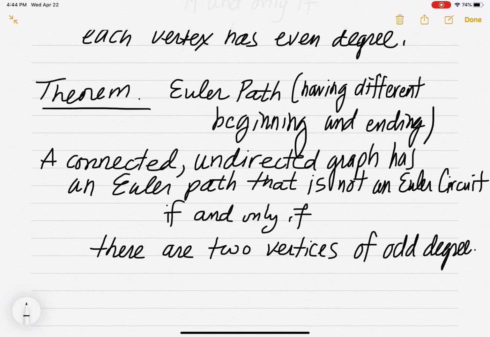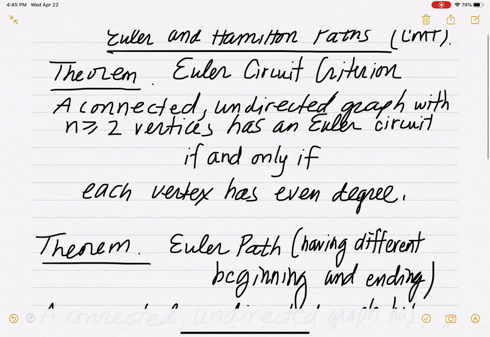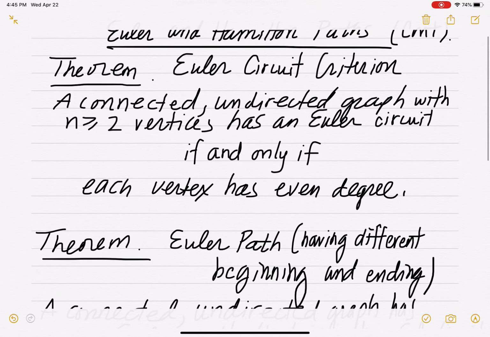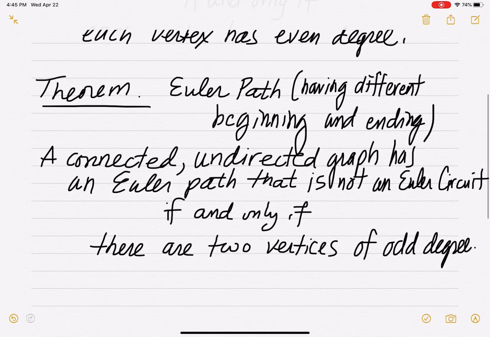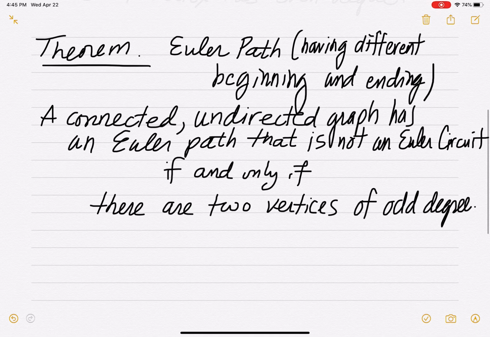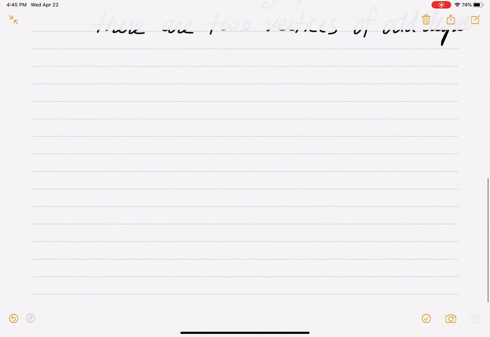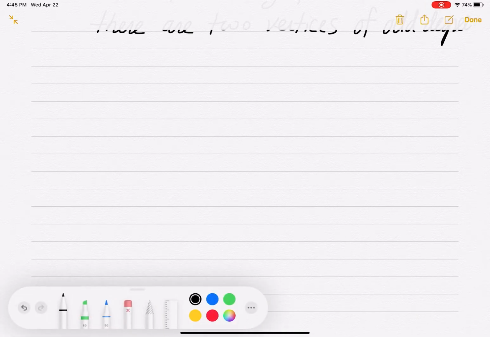Okay, so there are your 2 big criteria. One is for the Euler circuit. That's an Euler path that begins and ends at the same place. So you have to check to see if every vertex has even degree. And for an Euler path that doesn't begin and end in the same place, you want to check that you have exactly 2 vertices of odd degree. So let's see, can we find some Euler paths and some Euler circuits maybe? Let's do some exercises.